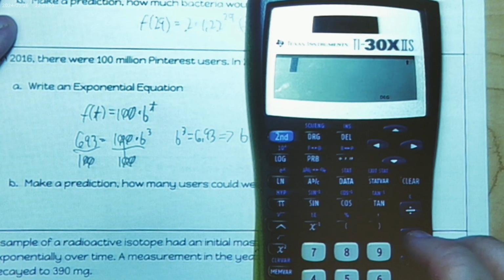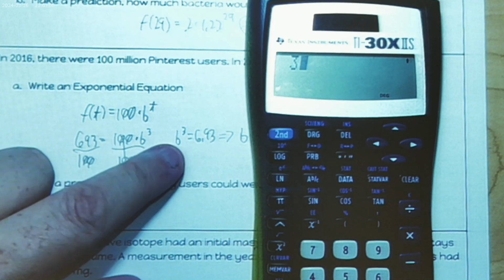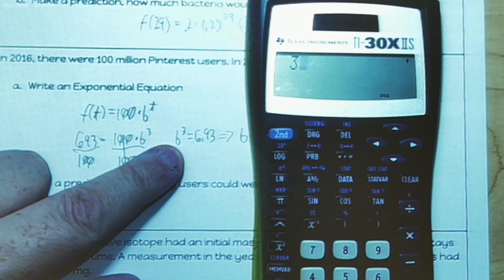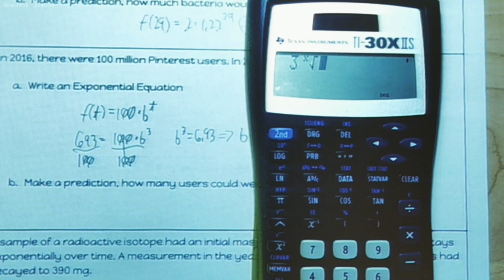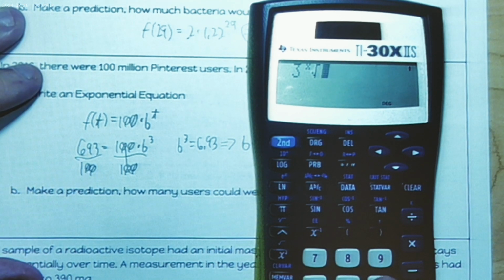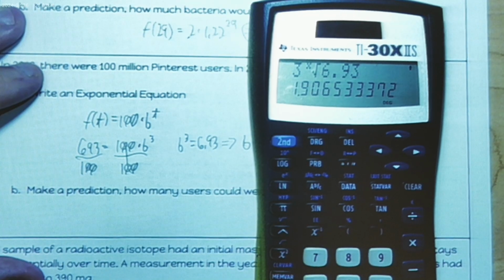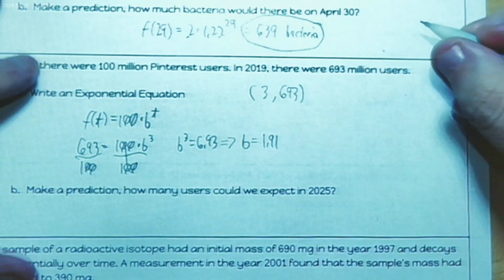We're going to let the calculator do the heavy lifting for this. So I'm going to start out with whatever power b is being raised to. I'm going to put that number first. Then second, up arrow, give me the little star house there. And then I'm going to put 6.93. And that gives me, I'm going to say 1.91. So b equals 1.91. All right.